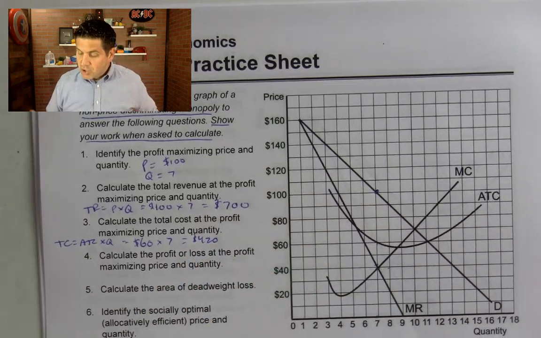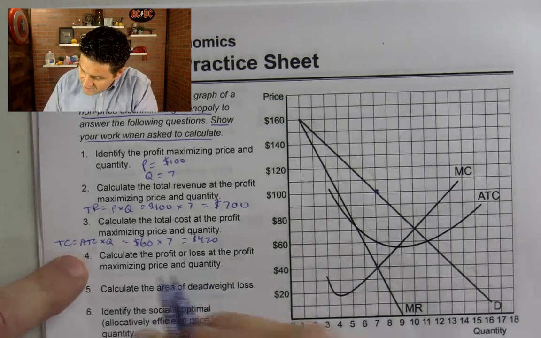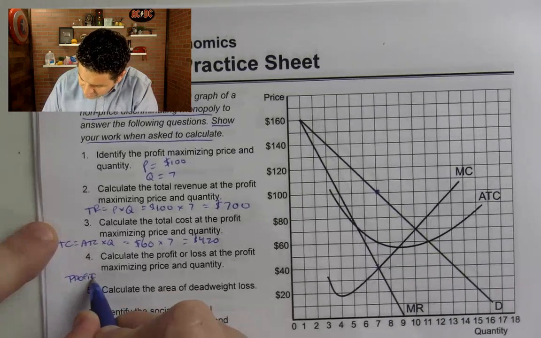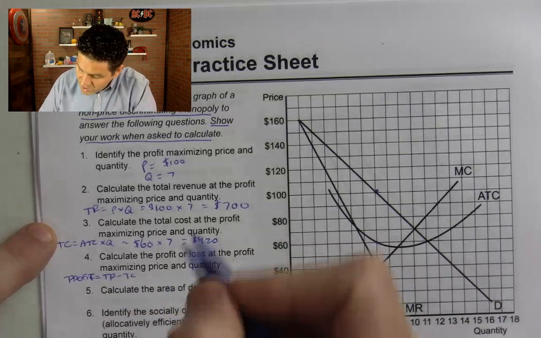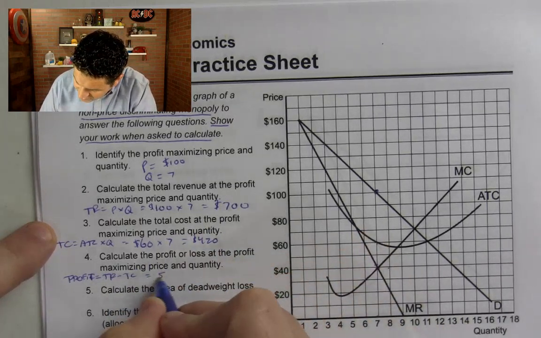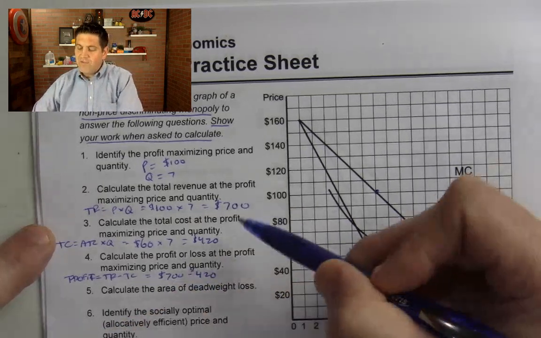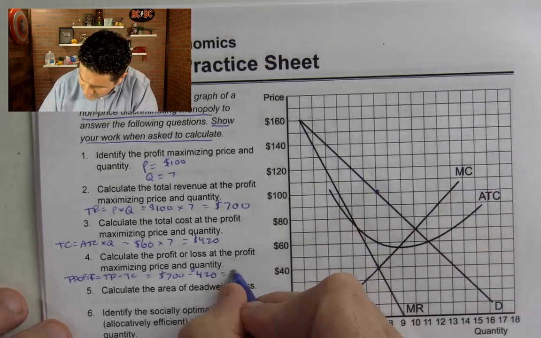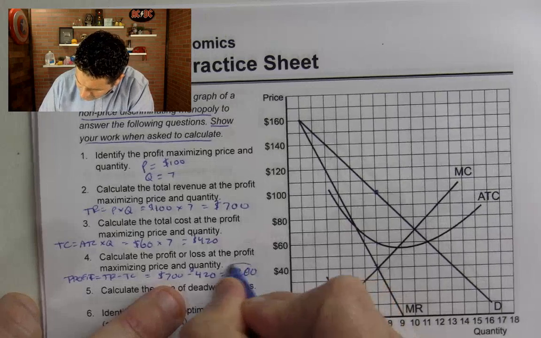All right, perfect. So what's left over? Well, it's got to be the profit. So calculate the profit. Profit equals the total revenue minus the total cost. And we've already calculated both of those. So it is 700 minus 420. So take the total revenue, subtract the total cost. That gives you the profit. That's going to be 280. Now, I hope I'm not going too fast here.